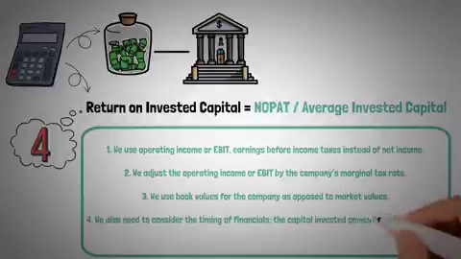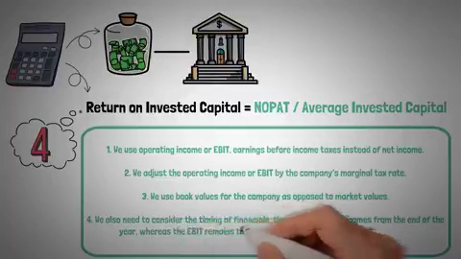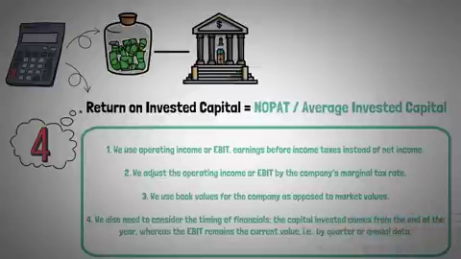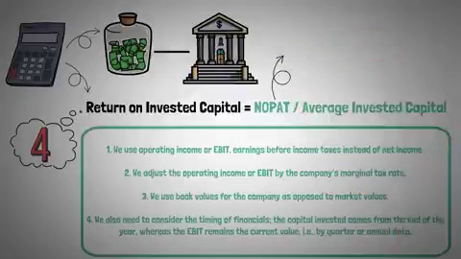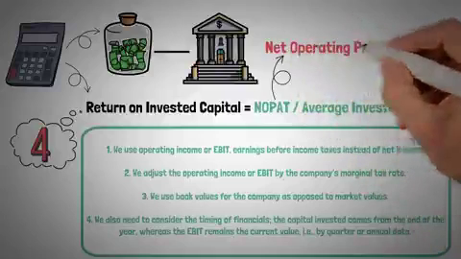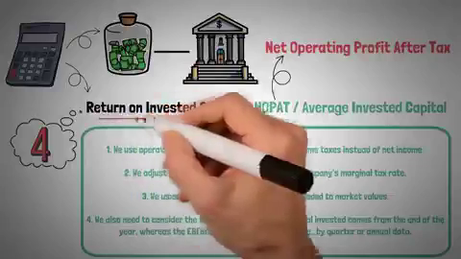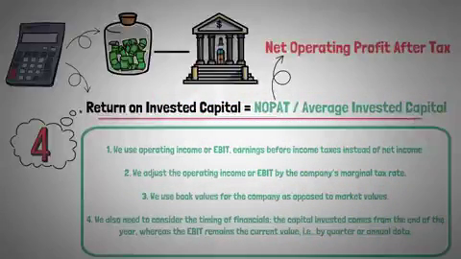The capital invested comes from the end of the year, whereas the EBIT remains the current value, i.e., by quarter or annual data. A final note before we dive in. NOPAT stands for Net Operating Profit After Tax, for those who are curious. Okay, now that we know the formula, let's start to find the numbers to plug into our formula.